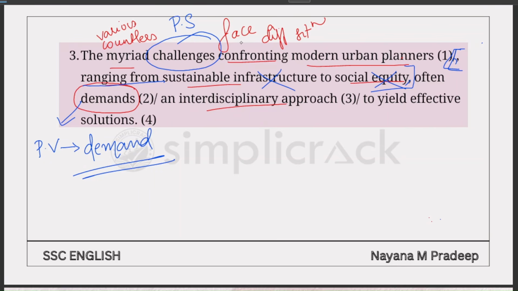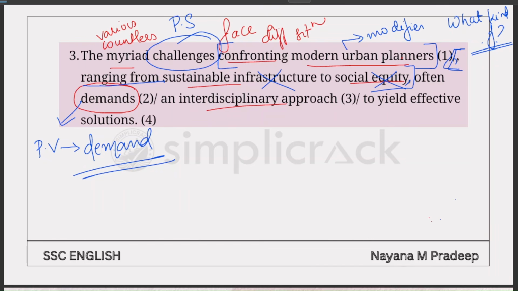The myriad challenges confronting modern urban planners. Put this in bracket: confronting modern urban planners. What is happening here? Confronting modern urban planners is a modifier. Why is it a modifier? Because it tells you what kind of challenges you are talking about.